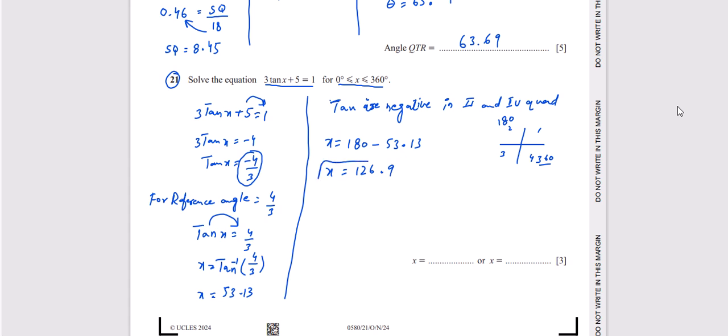So x is equal to 126.9. For the fourth quadrant, x is equal to 360 minus 53.13. So x is equal to 306.9. So x is equal to 126.9 and 306.9.